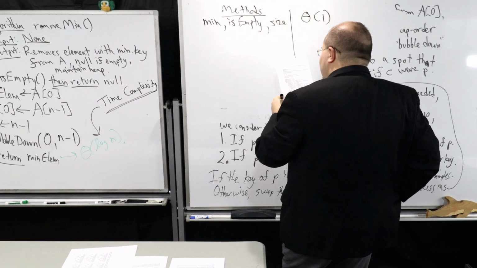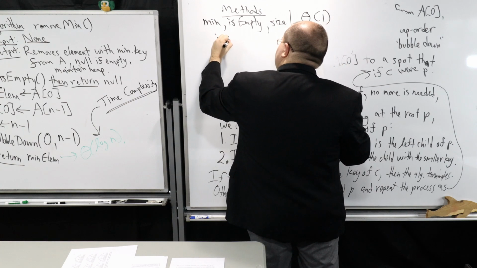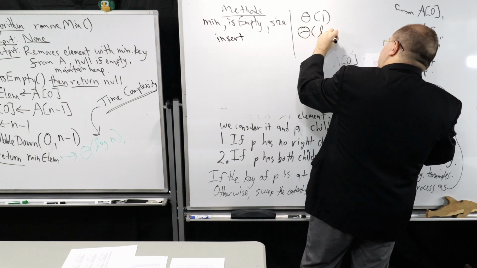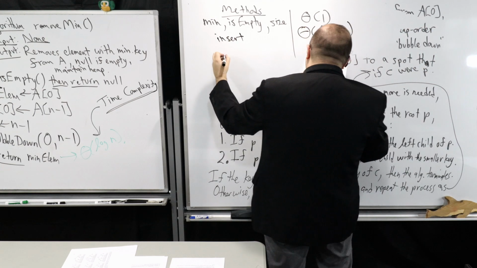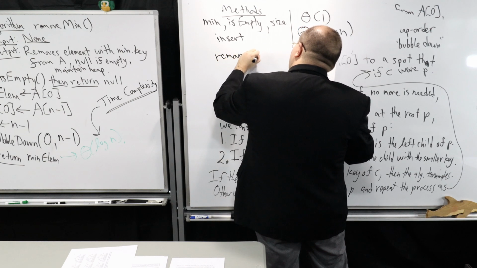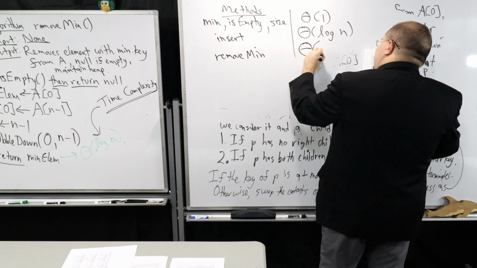If I have my insert, it takes big theta log n. This is all under the assumption, of course, that everything fits in my array. And of course, removeMin. This is big theta log n.